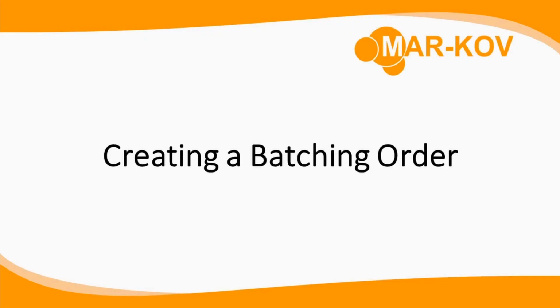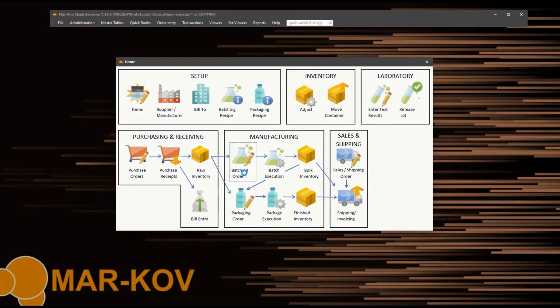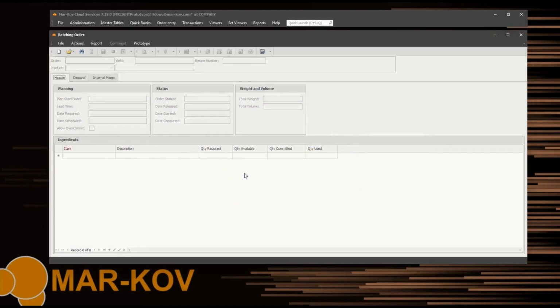Creating a batching order. To create a batching order, you must first have published a batching recipe. The recipe is how the system knows what ingredients will be required for the order and what information to populate on the batch sheet. Unpublished recipes will not appear as a choice. Open the batching order program, which can be accessed through the home screen. Select New to create a new batching order, and then select the product you wish to create.